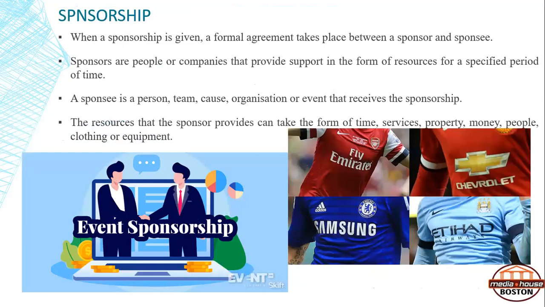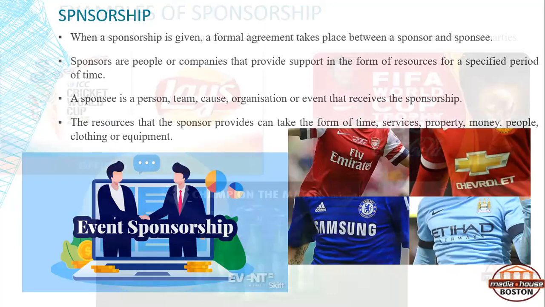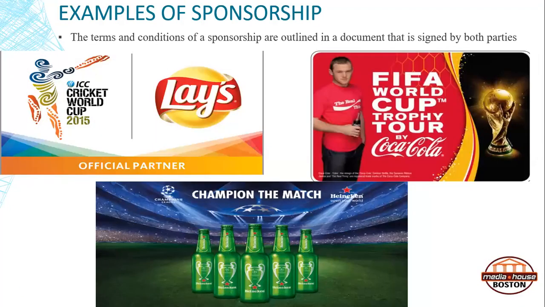When a sponsorship is given, a formal agreement takes place between a sponsor and sponsee. Sponsors are people or companies that provide support in the form of resources for a specified period of time. A sponsee is a person, team, cause, organization, or event that receives the sponsorship. The resources that the sponsor provides can take the form of time, services, property, money, people, clothing, or equipment.